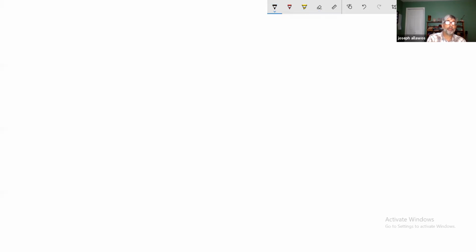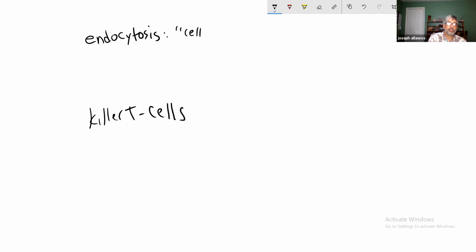Here's an example. You have an immune system. In your immune system, you have these cells called killer T cells. We'll just use this as an example. Killer T cells are white blood cells, lymphocytes, and their job is to roam around the body and look for things that don't belong. And when they find something that doesn't belong, they literally engulf it or eat it. This process of cellular eating is called endocytosis. Literally, it means cell eating.